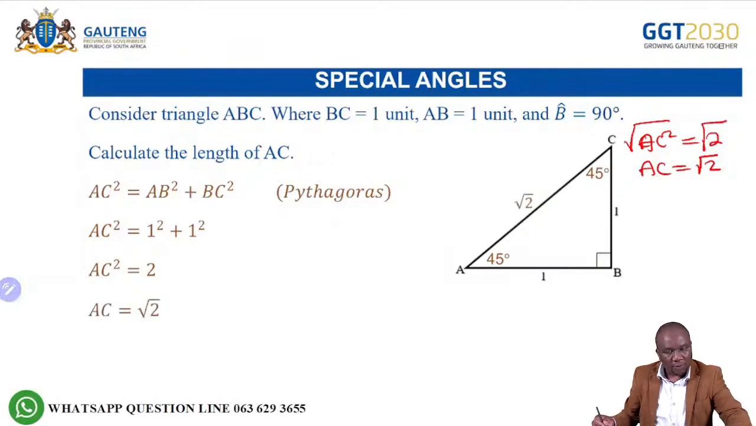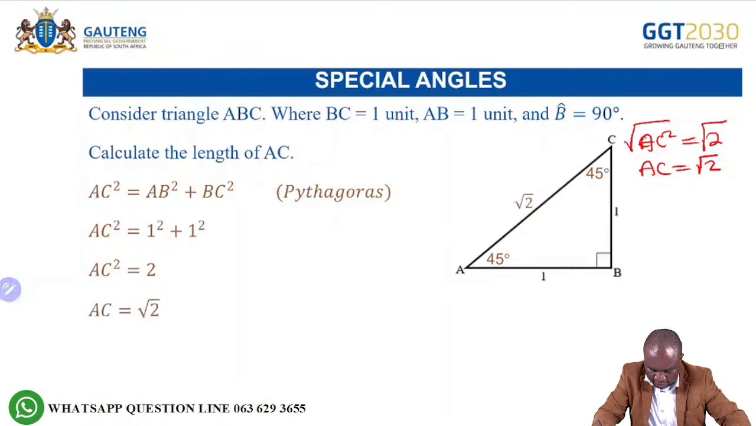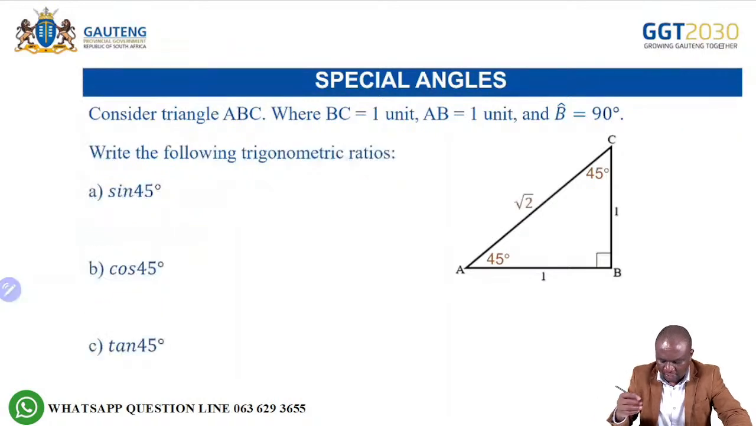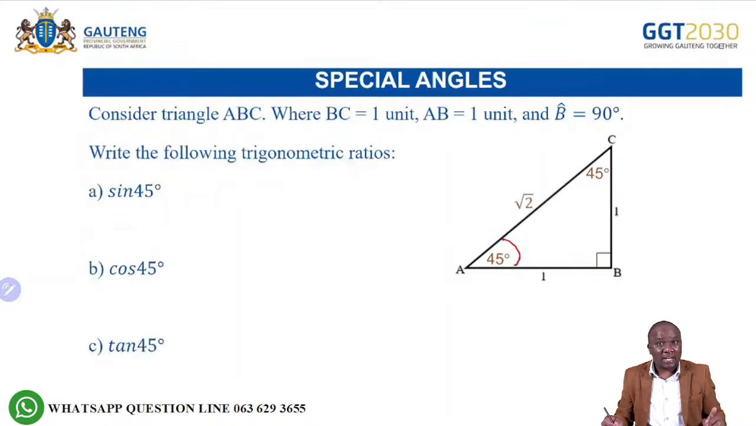Right, now we have our triangle ABC with all the 3 sides and the angles. Now you pick any angle. Let's say C and A is just 45, 45. So we can pick any. Maybe let's say this one as our reference angle. I want you to write the trigonometric ratios in terms of this triangle. What is sine 45, cos 45, tan 45?